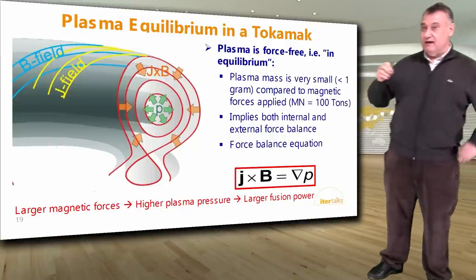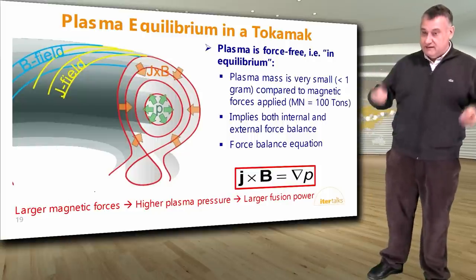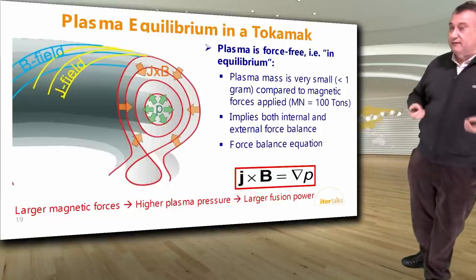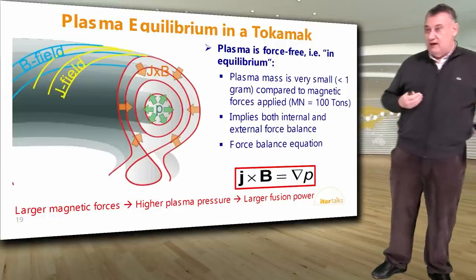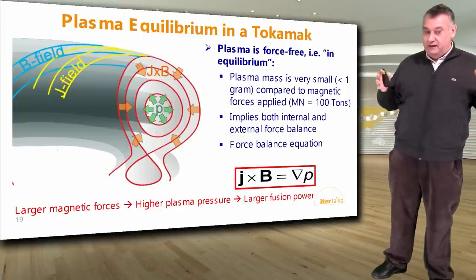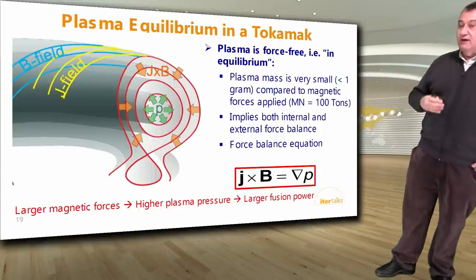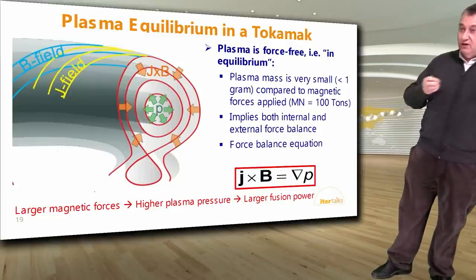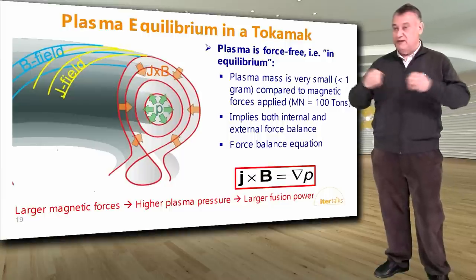But the forces that the magnetic field applies to the plasma through these Coulomb interactions, which I've described before, and the currents that circulate in the plasma, are enormous. We typically measure them in meganewtons, and a meganewton is 100 tons. So actually, the forces are very, very large. And because of this, the inertia of the plasma itself is negligible. The plasma will move wherever the equilibrium of the forces is. To calculate this equilibrium, we use the force balance equation, which says on the left side that the magnetic forces applied to the plasma have to be equal to the expansion forces of the plasma.